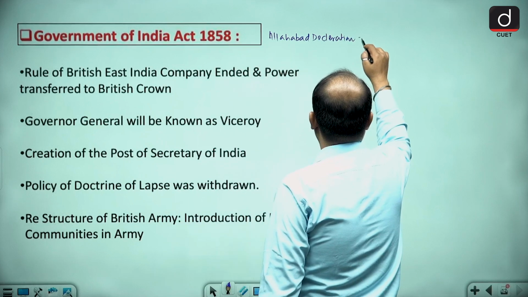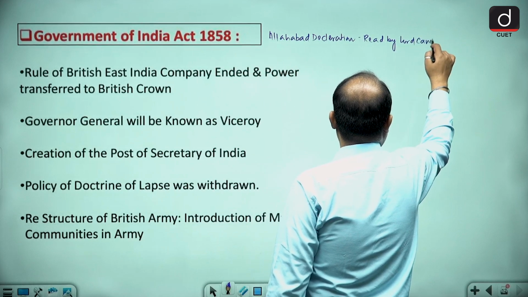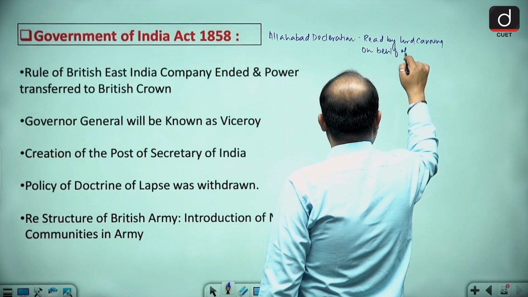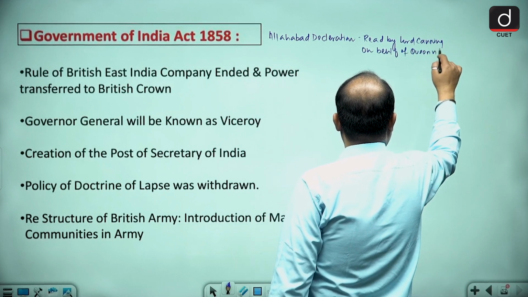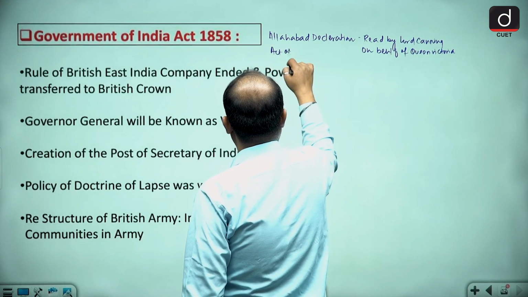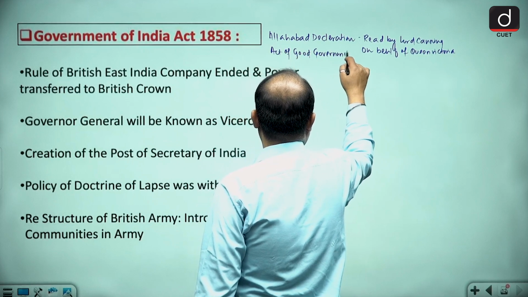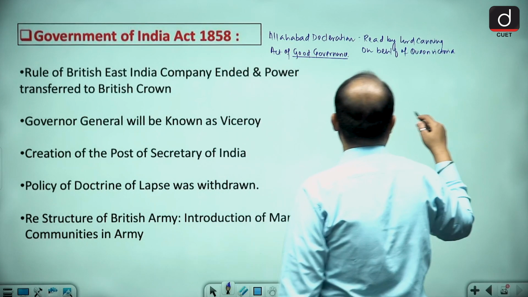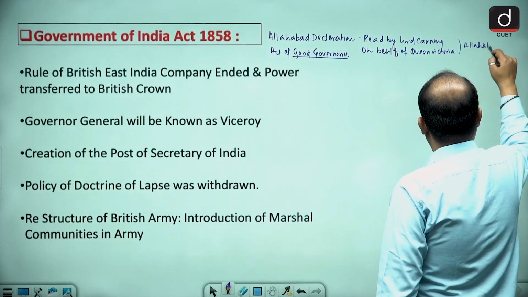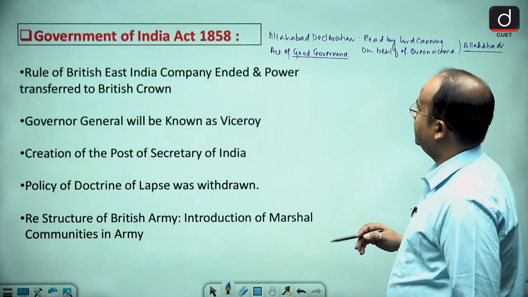because it was read by Lord Canning on behalf of Victoria. This is also known as the Act of Good Governance. It was read by Lord Canning in Minto Park, Allahabad. Therefore it is called the Act of Good Governance.